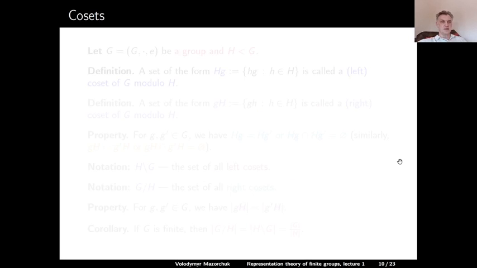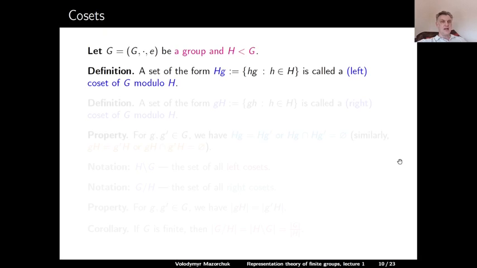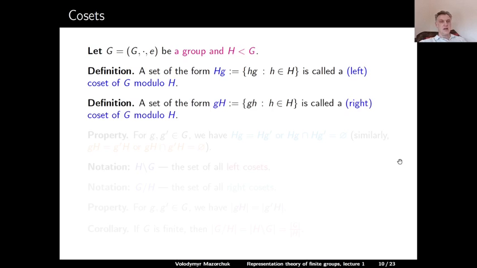Next, let us discuss cosets. So let G be a group and H a subgroup of G. A set of the form hg, which consists of all elements hg where h is in H, is called the left coset of g modulo H. Symmetrically, a set of the form gH, which consists of all elements of the form gh where h is in H, is called the right coset of g modulo H.